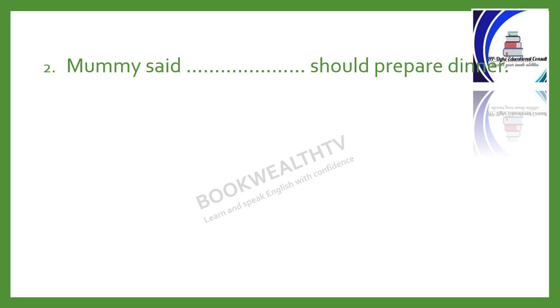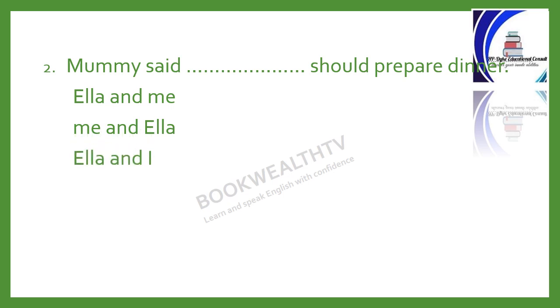2. Mommy said dash should prepare dinner. Ella and me. Me and Ella. Ella and I. I and Ella. The right one is Ella and I. Mommy said Ella and I should prepare dinner. It's the same thing as saying Mommy said we should prepare dinner.